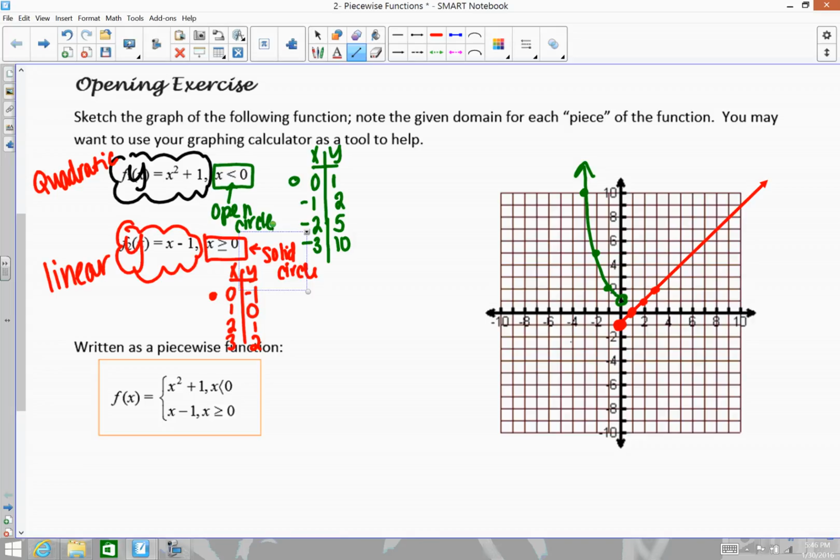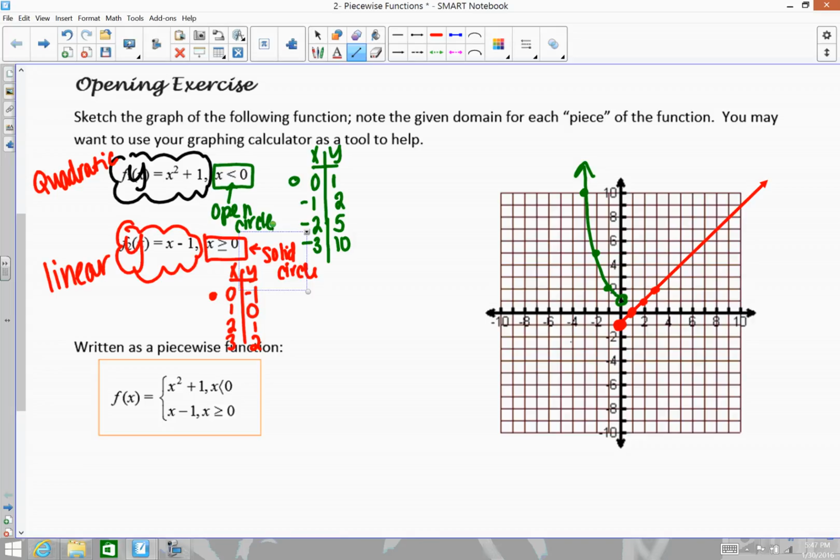So it still is a function too, because this is an open circle, this is a closed circle. So if I were to draw a vertical line through there, it still passes a vertical line test because really it's technically only passing through one point. This is the only point at x equals 0, y equals negative 1. This is just an open circle serving as a boundary of where the parabola stops, is basically what it's doing. So that's why we can still call it a function.